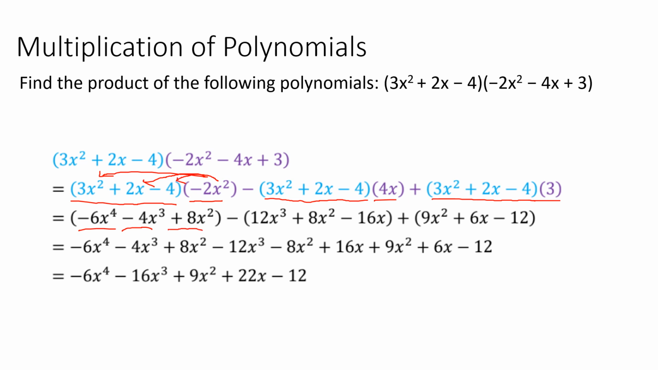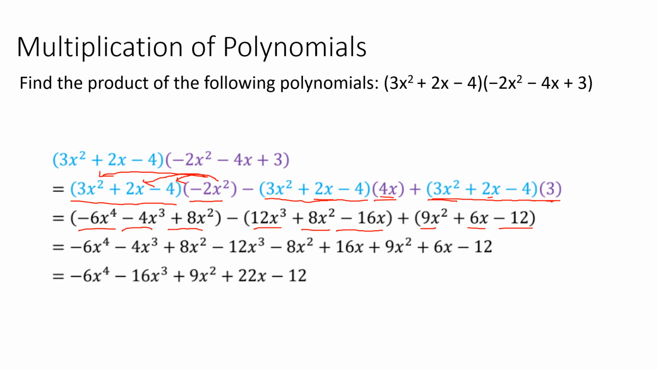Negative 4x times 3x squared is negative 12x cubed. Negative 4x times 2x is negative 8x squared. And negative 4x times negative 4 is positive 16x. Lastly, 3 times 3x squared is 9x squared. 3 times 2x is 6x. 3 times negative 4 is negative 12. We can now combine all the like terms.